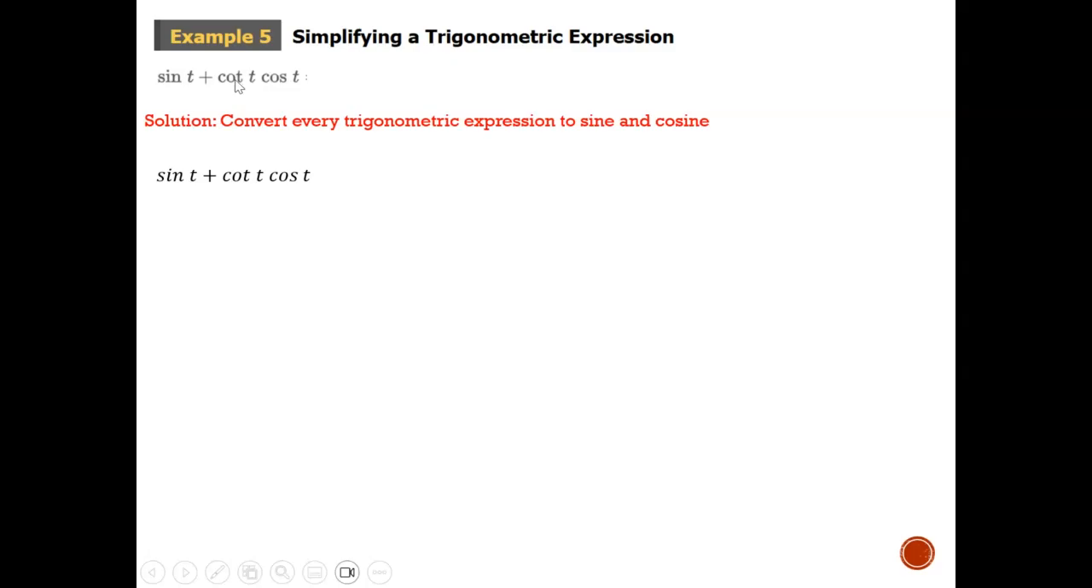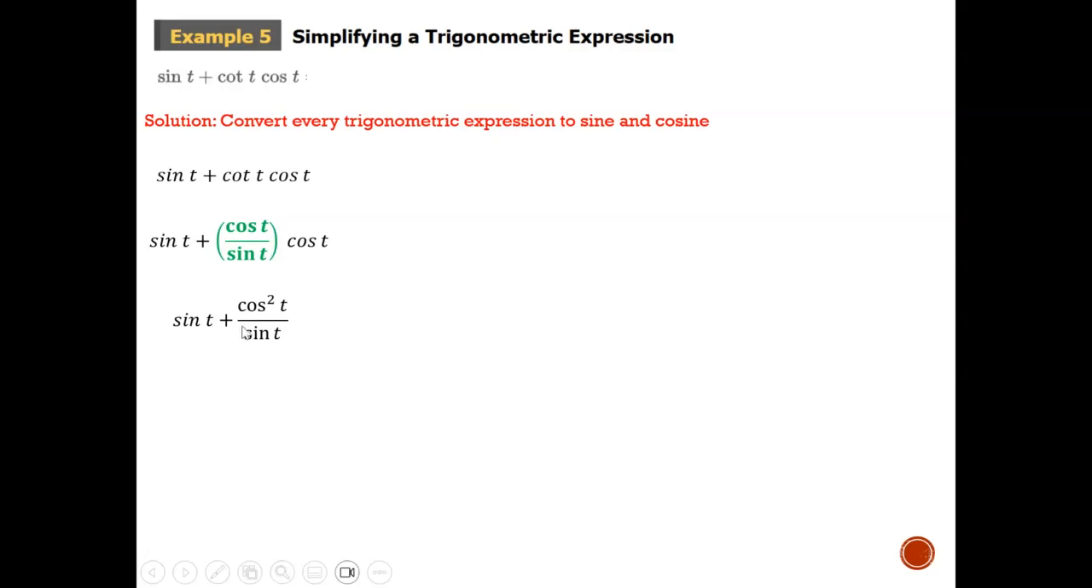Hey, guys, when you try to simplify some of the expressions, if you don't see the rule or the identity, a wise step is to convert everything to sine and cosine. Okay, and then from there you'll be able to see if something can cancel or be simplified more. So in this case, cotangent t times cosine t is equal to cosine t over sine t times cosine t. If you notice, here, guys, it's going to give us sine t plus cosine squared t over sine t.